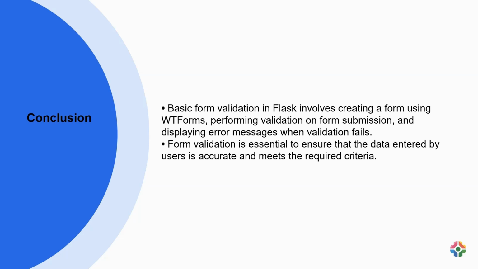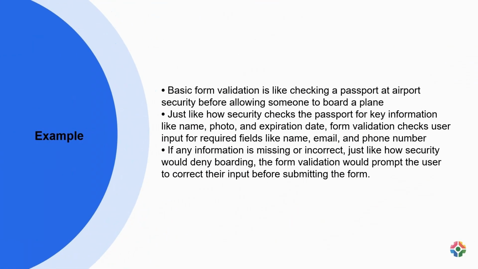Form validation in Flask is a crucial step in ensuring data integrity and improving user experience. It involves setting validation rules, performing validation on form submission, and displaying error messages when validation fails. Basic form validation is like checking a passport at airport security before allowing someone to board a plane.